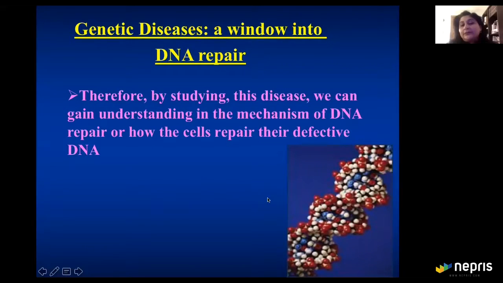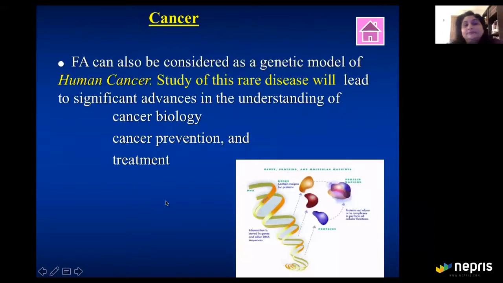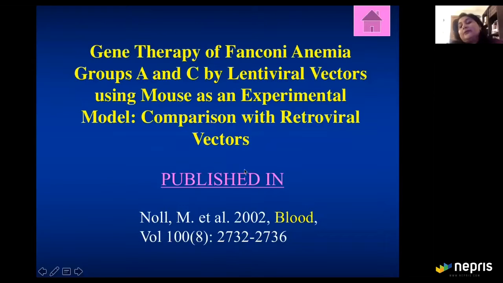So in a nutshell, what I wanted to say is that genetic diseases, if we study them, are a window into DNA repair. There are a lot of functions. We can study genetics, inheritance, and population genetics, we can apply it to correct a gene or cure a disease, or we can go towards science and study the DNA or how it's repaired. Similarly, for cancer, we can study the cancer. It came from the genes, and from there we can study cancer biology, how to prevent it and how to treat it. This is one of my publications, but that's the work I wanted to discuss with you.